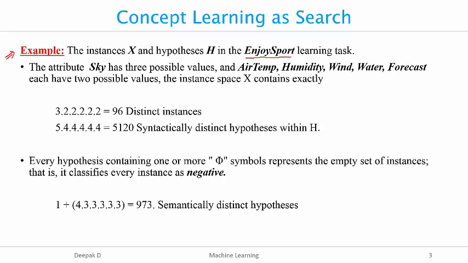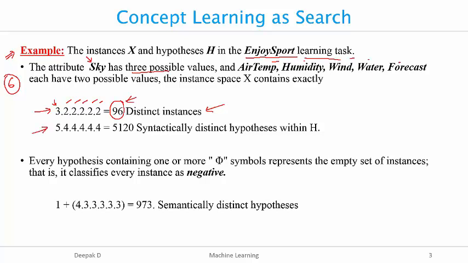As you know, in the EnjoySport learning task, there are 6 attributes. The first attribute is Sky, which has 3 values, and the remaining attributes have 2 values each. In order to identify the distinct instances, you compute these values. 3 is the number of Sky's attribute values, and the 2s are for air temperature, humidity, wind, water, and forecast. When you compute this, you will find 96 distinct instances.